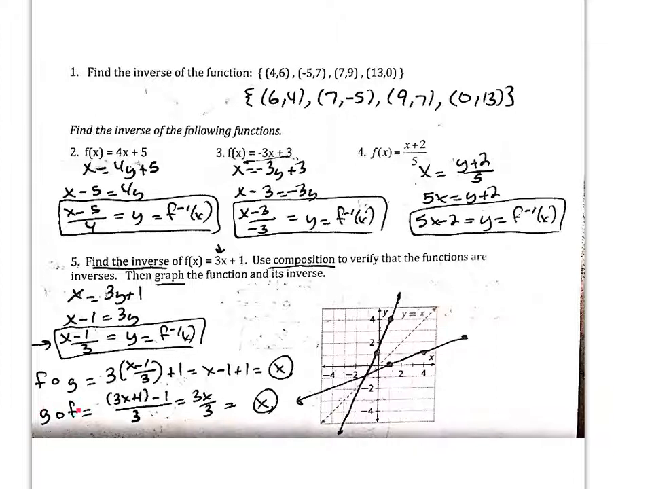Second thing is you do g of f, which means you take your original problem right here, plug it into your inverse where the x was, right here. You get this numerator. The 1's cancel. 3x over 3 is x, and you got it.